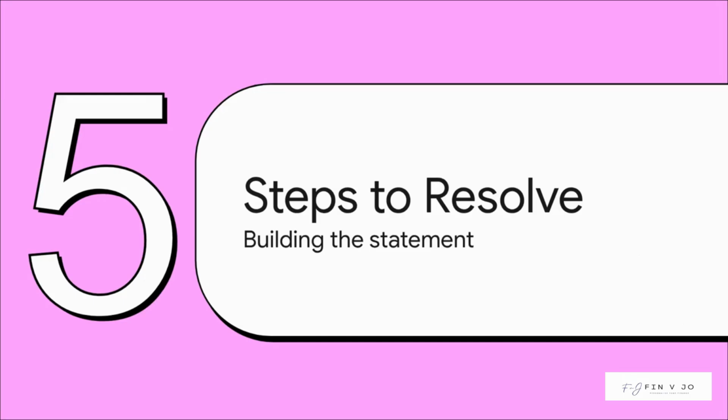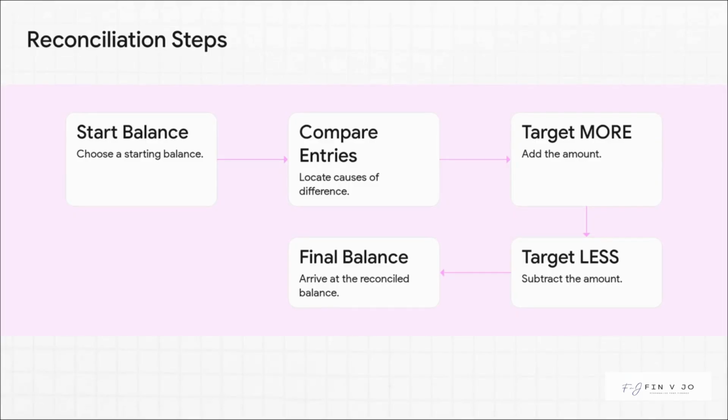Section 5. Steps to resolve differences. Now we're shifting from finding the problem to actually solving it. Here's how this builds a completely foolproof methodology. Step 1. You always pick one balance to start with. Let's say the cash book balance. That automatically makes the passbook your target book. Step 2. Compare entries to find the differences, just like we did with the ticking method.